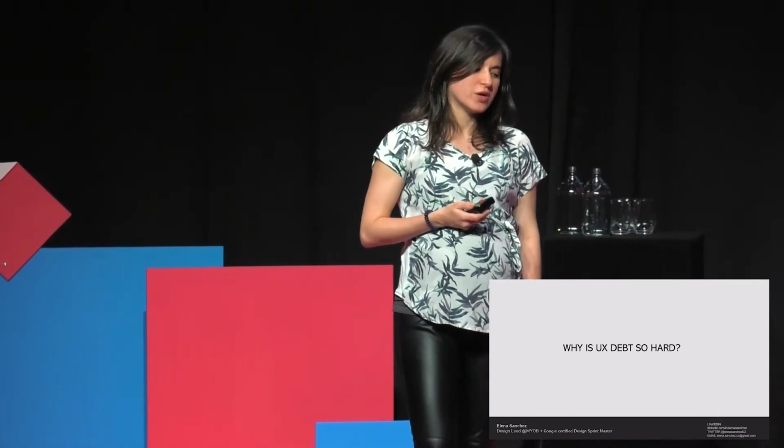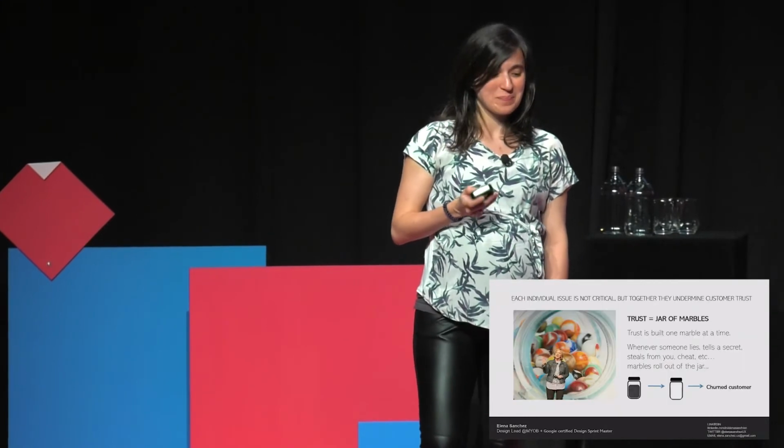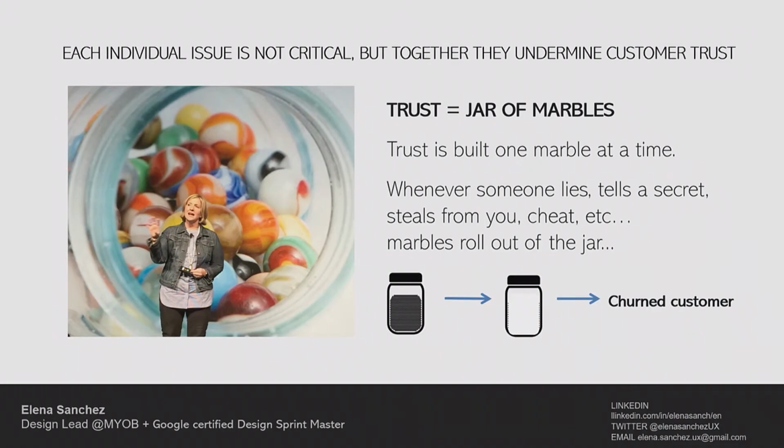So here are my thoughts on why UX debt is so damn hard to track, to manage, and to address or quantify. It's hard because each individual issue is usually not critical, but the result is death by a thousand cuts. Brené Brown explains a really good metaphor to talk about trust: a jar full of marbles. Every time you do something positive, one marble goes into the jar, and every time someone lies, tells a secret, or steals from you, one marble or a few marbles come out of the jar.